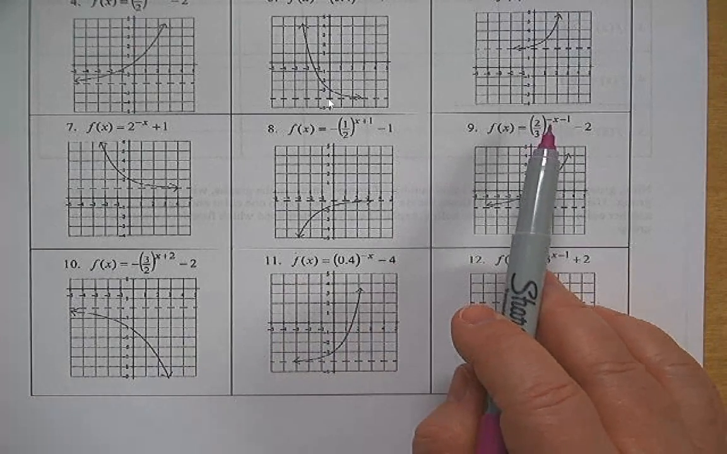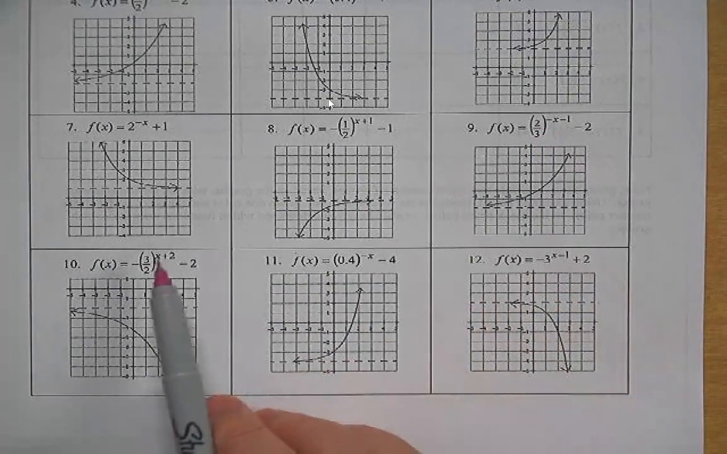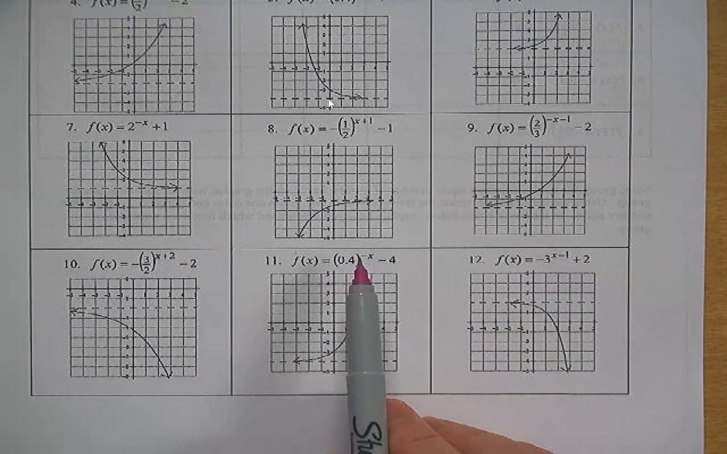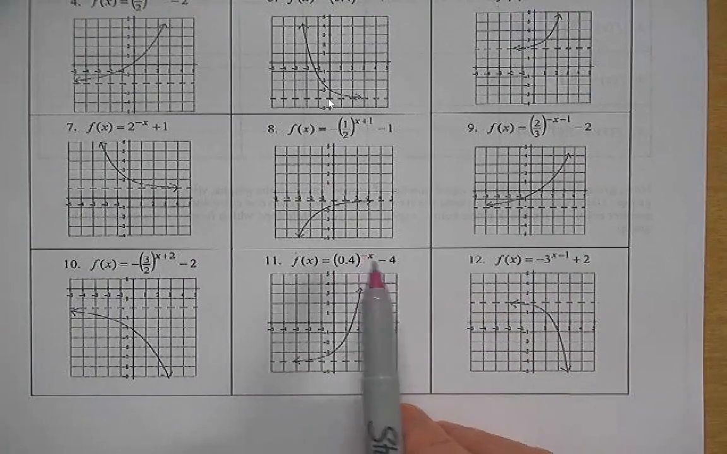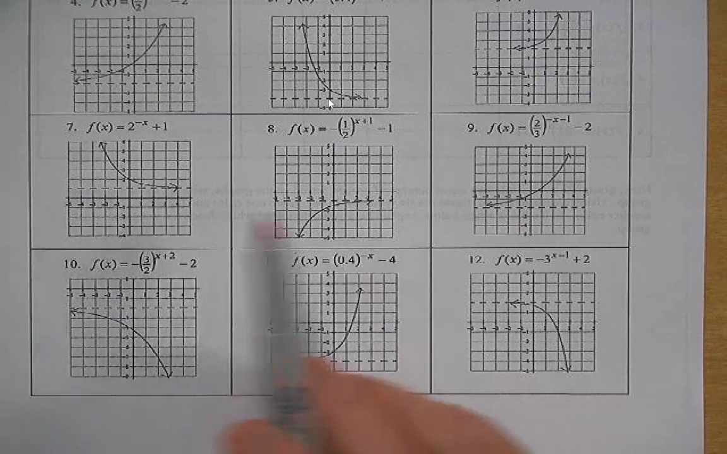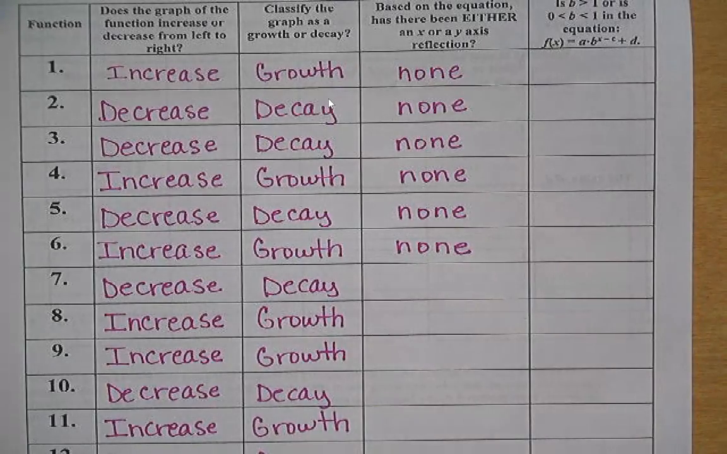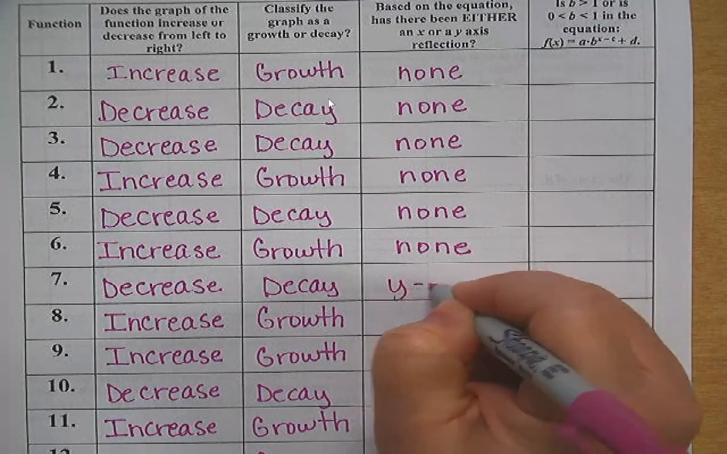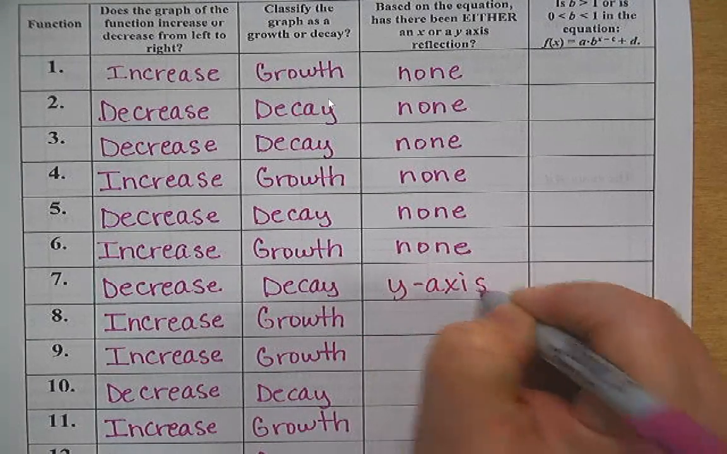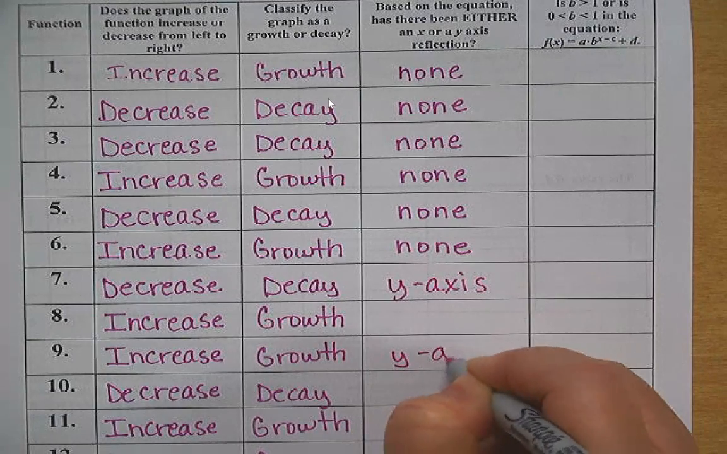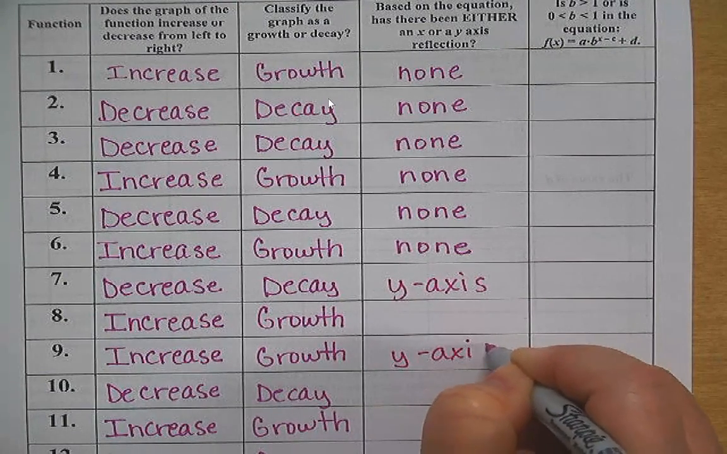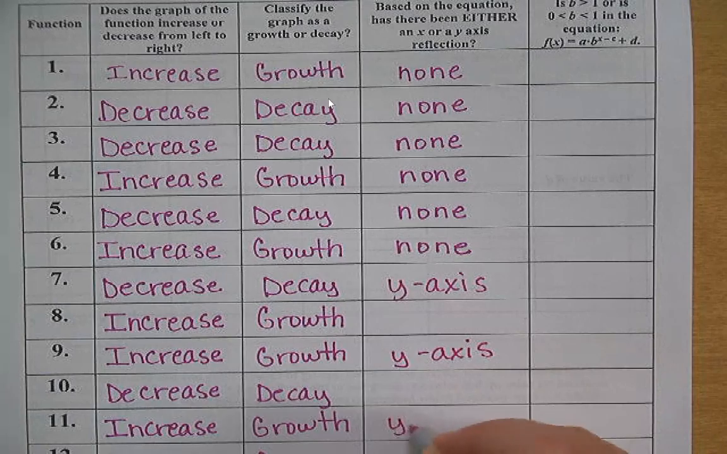Number 9 has a y-axis reflection. Number 11 has a y-axis reflection. So 7, 9, and 11 have a y-axis reflection.